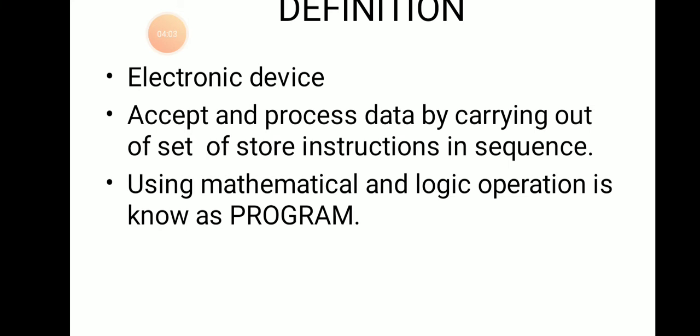So a computer, first of all, is an electronic device. It can collect or accept and process data by carrying out a set of stored instructions in a sequence. So sequence-wise it will store some instructions. It will also accept and process the data by carrying out the set of stored instructions in a sequence. That may be a mathematical or logical operation, known as a program.